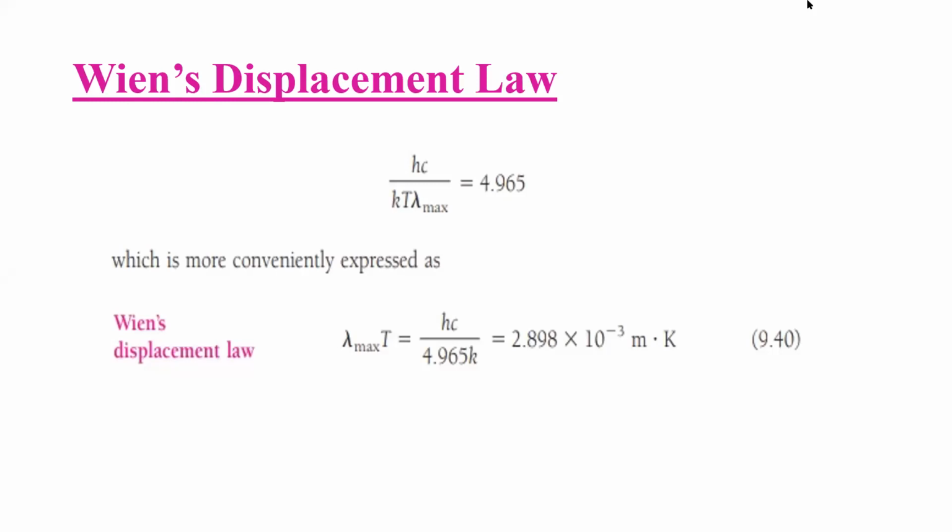So who is getting displaced? Why is it called Wien's displacement law? It is called Wien's displacement law because it is showing how the maximum of the wavelength in a black body spectrum is getting displaced towards lower frequencies as the temperature is increased. I repeat, this means that this particular equation, Wien's displacement law, is exhibiting how the wavelength of the maximum attained at a particular temperature moves towards lower frequencies when the temperature is increased.